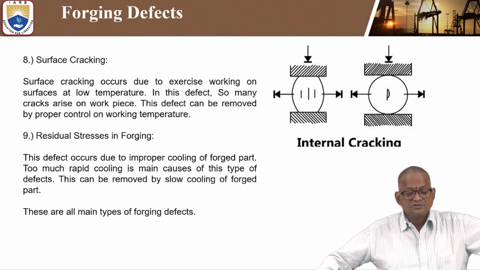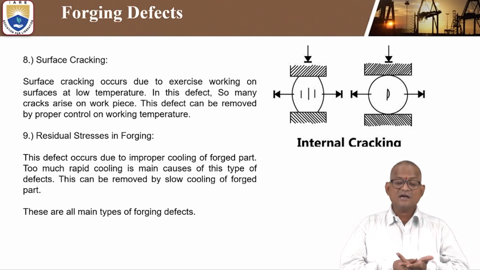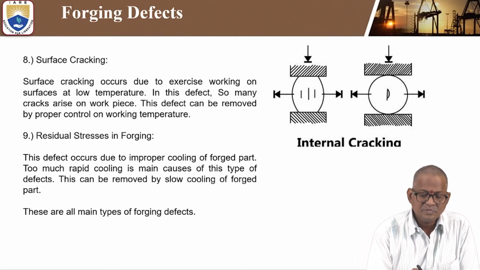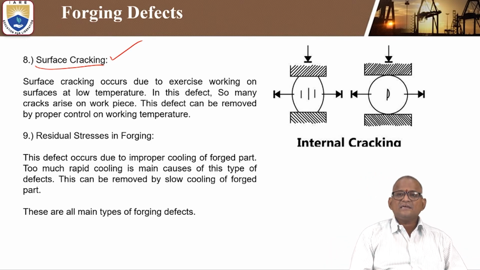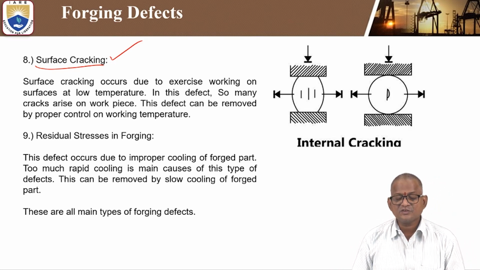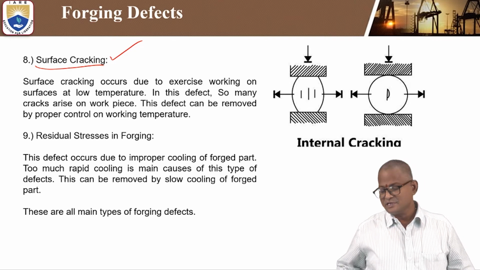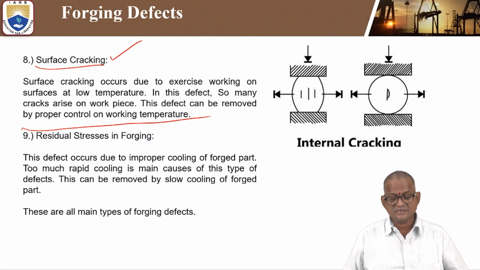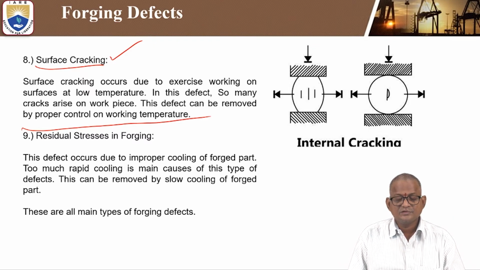Now, another two, last but not least: cracking. What is meant by surface cracking? And another thing is residual stresses in the forging process. Look at the important point, surface cracking. Why is it called surface cracking? Surface cracking majorly occurs due to excessive working on surfaces at low temperature. In this defect, many cracks arise on the workpiece. This defect can be removed by proper control of working temperature. And these are the main types of forging defects.